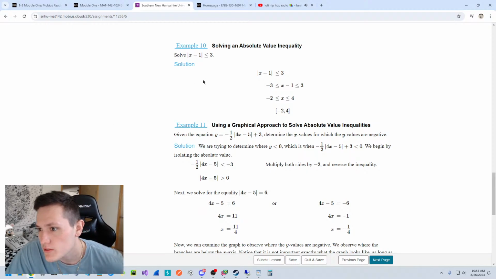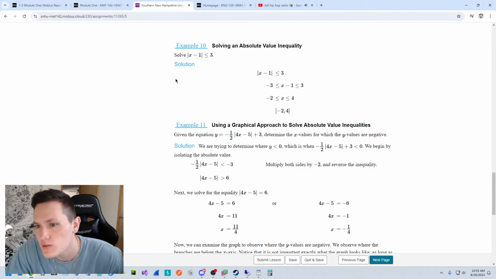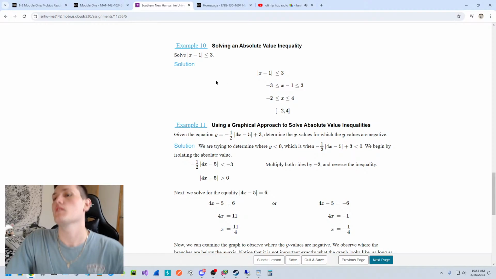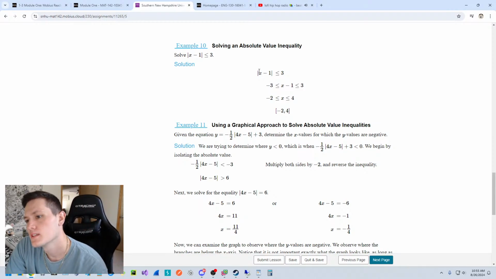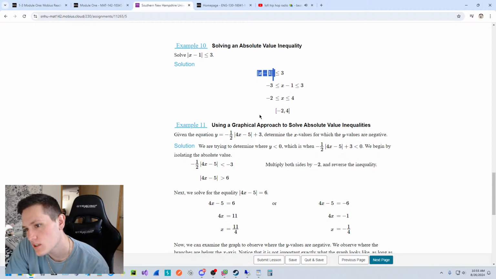Solving absolute value inequality. So this one is less than 3. See what we're doing. We're evening both sides, and this is getting thrown in the middle.